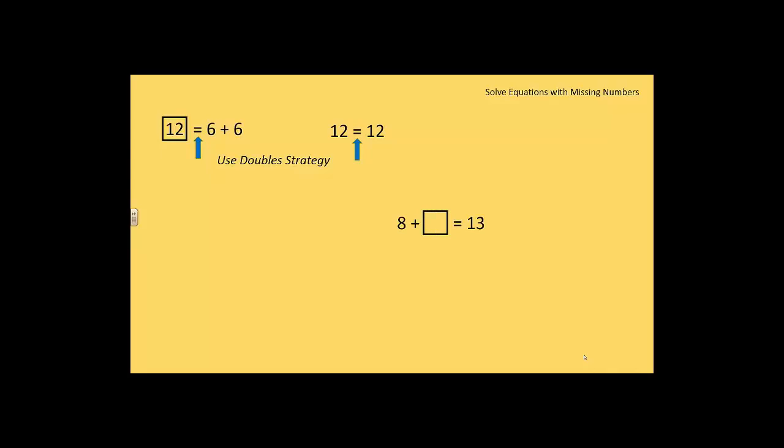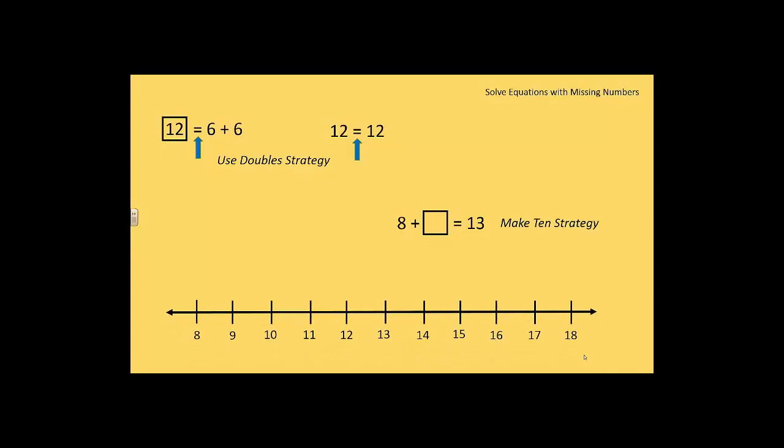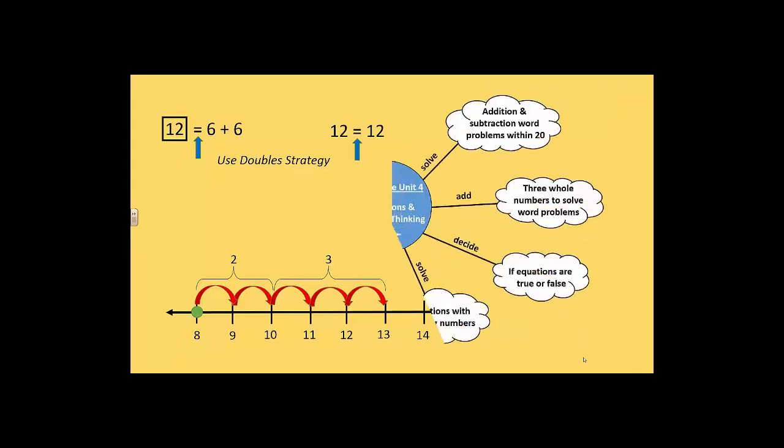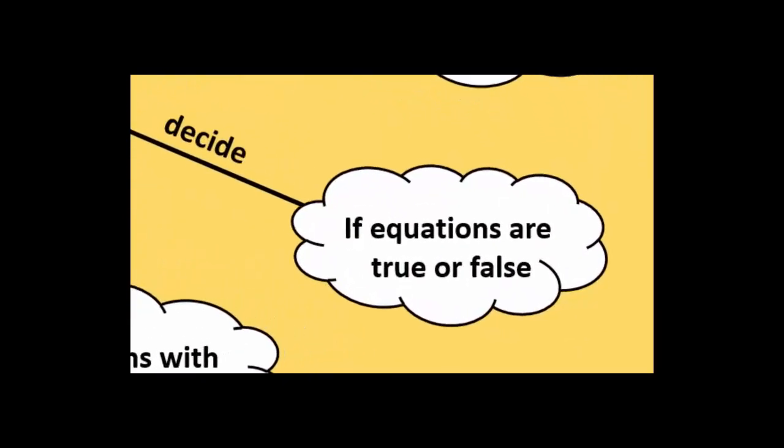Seeing an add-in missing in the middle of an equation, students choose a strategy to use. What number can I add to 8 to make 13? Let's illustrate the make 10 strategy with a number line to solve for the missing number. Students learn that 8 and 2 are partners that make 10. Then adding 3 more would make 13. So I've traveled 2 and 3 on the number line. 2 and 3 is a total of 5. 5 was added to 8 to make 13.